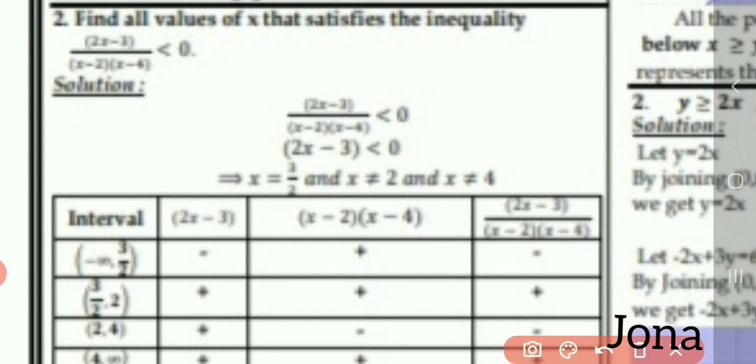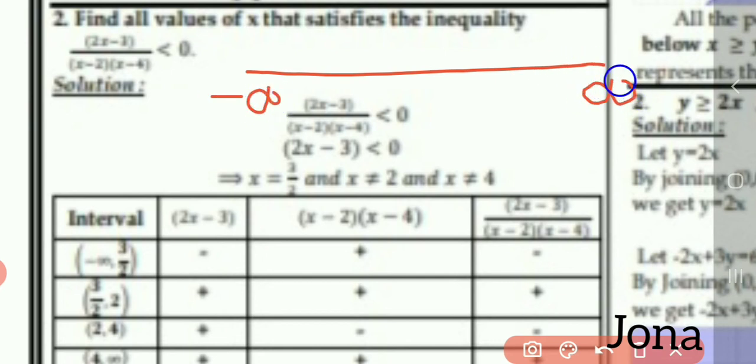Okay. So now I want to draw the number line. Just imagine the number line like this. Here it is minus infinity, here it is infinity. The value 3 by 2 is nothing but 1.5, isn't it? So I can put 3 by 2 here, and then 2 and then 4, all are positive only, so I can put them easily like this. Now I got 4 intervals: minus infinity to 3 by 2, 3 by 2 to 2, 2 to 4, and 4 to infinity.